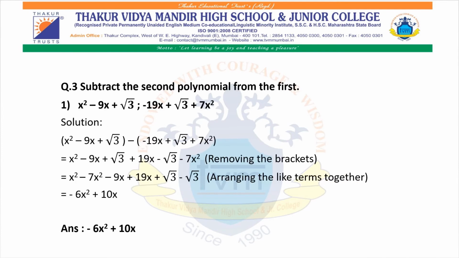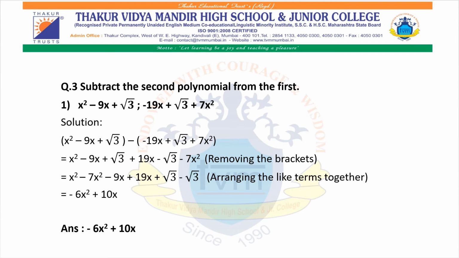Question 3. Subtract the second polynomial from the first. First is x square minus 9x plus root 3. Second polynomial is minus 19x plus root 3 plus 7x square. Now we are going to write it in brackets first. So after opening the bracket, the signs of the second bracket will change. So the first bracket we will write as it is, x square minus 9x plus root 3. Then minus into minus 19x we will get plus 19x. Then plus root 3 will become minus root 3 and plus 7x square will become minus 7x square.